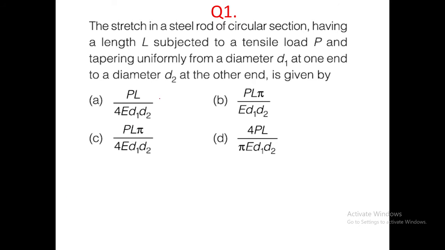Question: a steel rod of circular section, having length L, subject to tensile load P and tapering uniformly from diameter D1 at one end to diameter D2 at the other end. So a steel rod of circular section having length L subject to tensile load. So it is tapering.